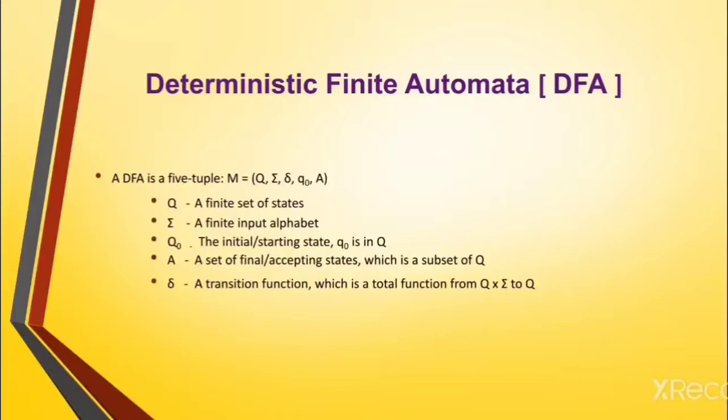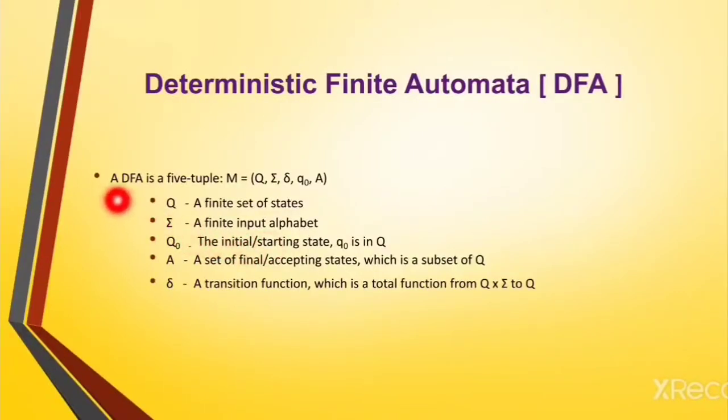To accept the regular language, we require three components. The first one is the input, the second one is the compute, that is, to compute the given language, and the third one is the output. We use a finite state machine to model the finite automata.